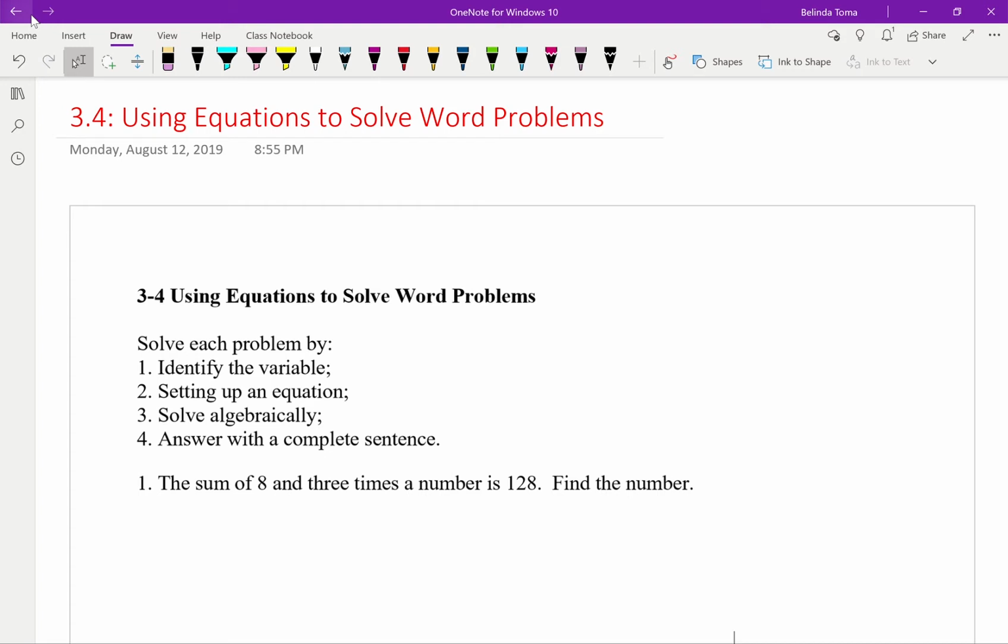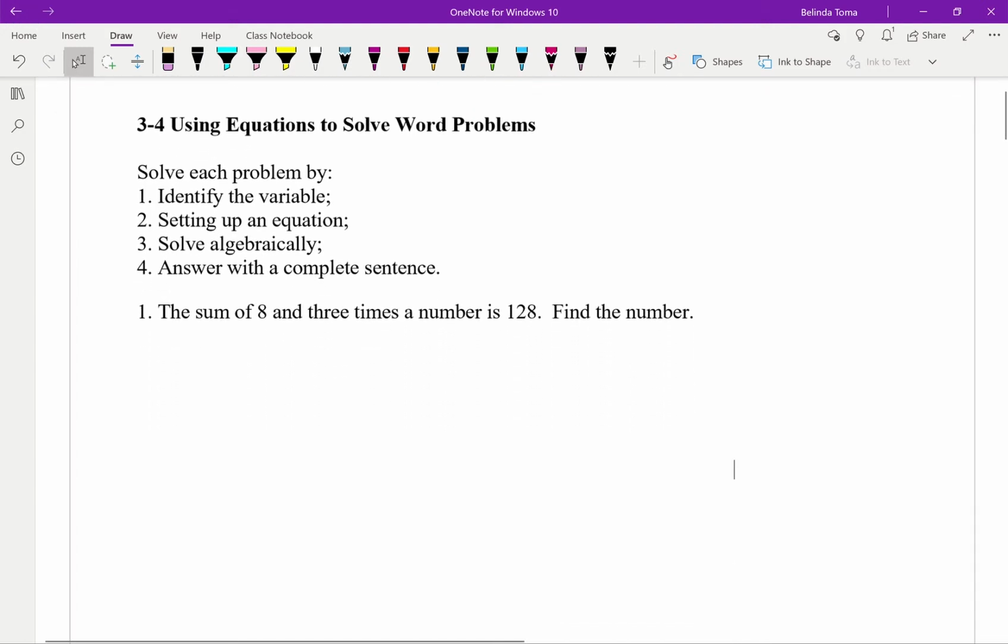Welcome to our video on section 3.4 of the Red Book, using equations to solve word problems. So in this section, we are going to follow this process. We're going to identify the variables, translate to set up an equation, solve that equation algebraically, and then answer the question that was asked in a complete sentence.